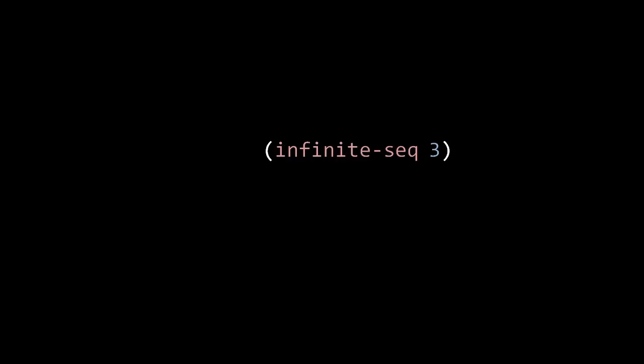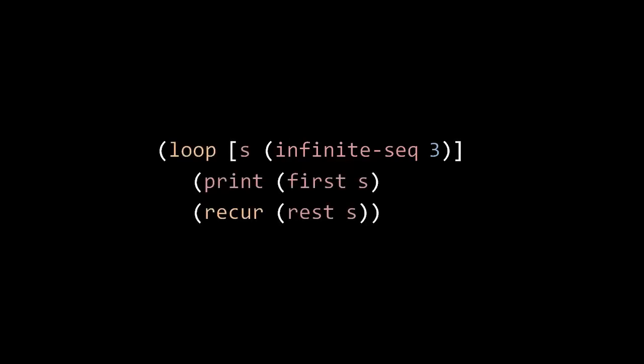So effectively, we would have a sequence which starts at 3, then goes to 4, 5, 6, 7, 8, 9, 10, and on and on, never stopping. It would just go on into infinity. And this works, again, because the rest in this sequence is defined in terms of a function of the first. So what this code here is going to do is print 3, then 4, then 5, then 6, and 7, and 8, and so on, and it's never going to stop.